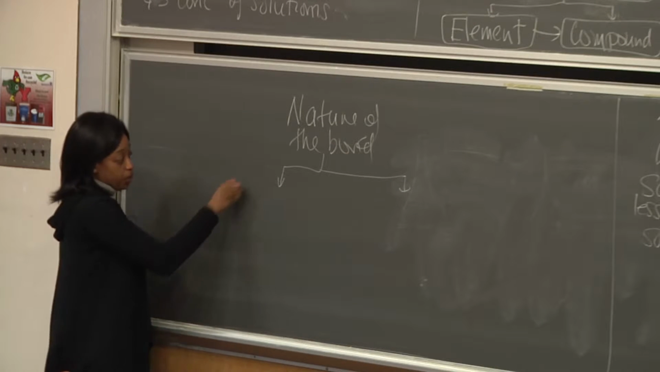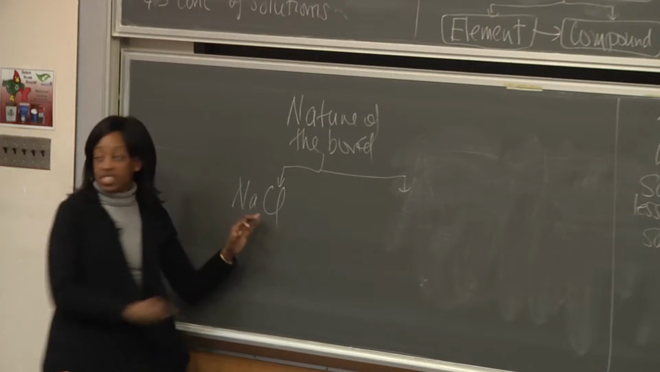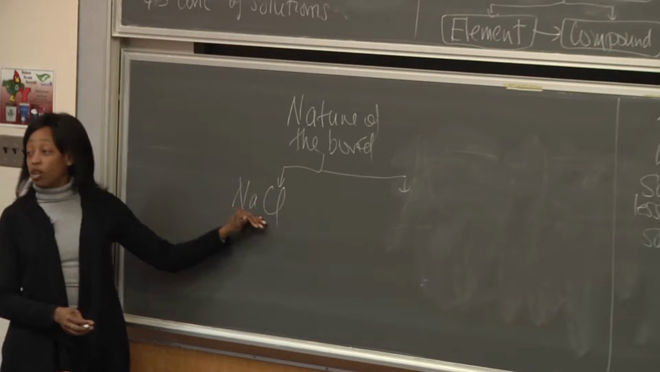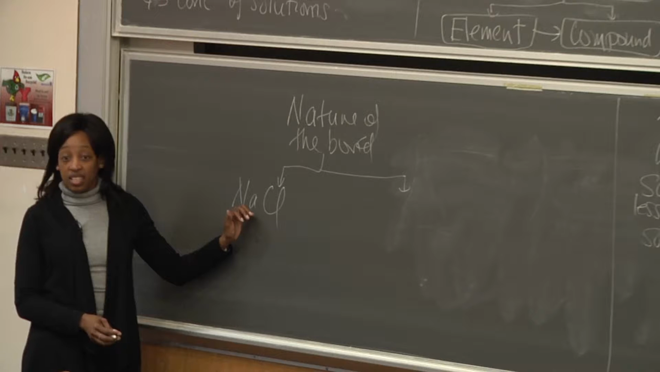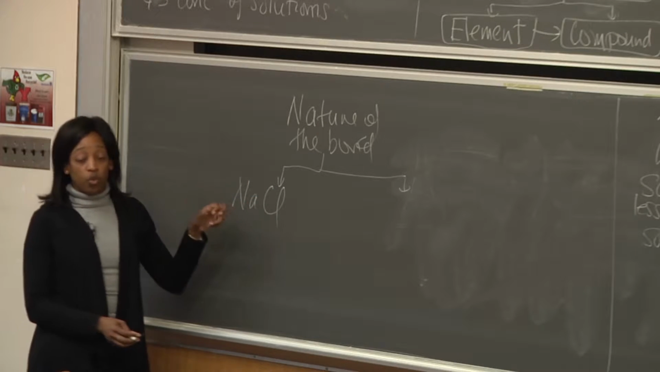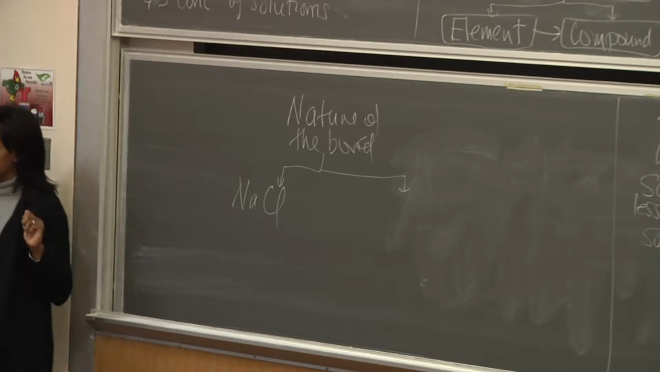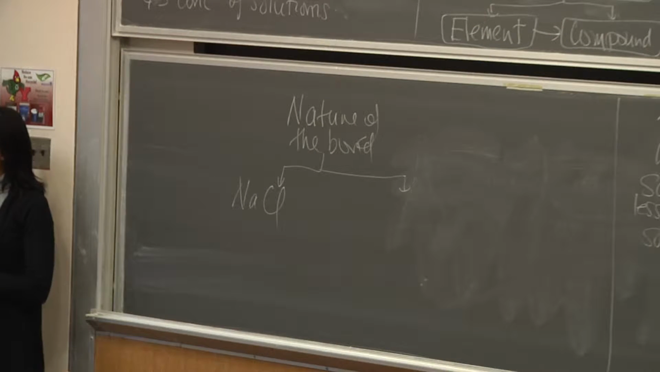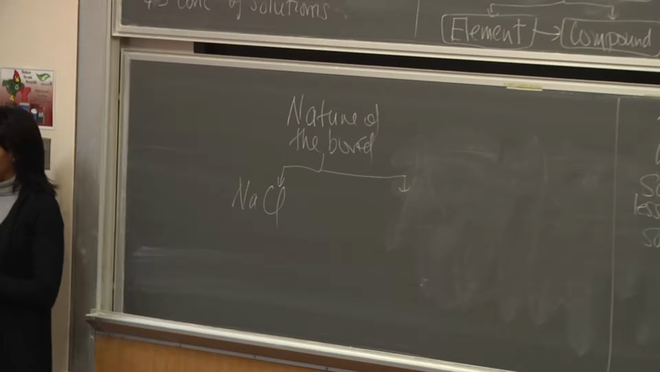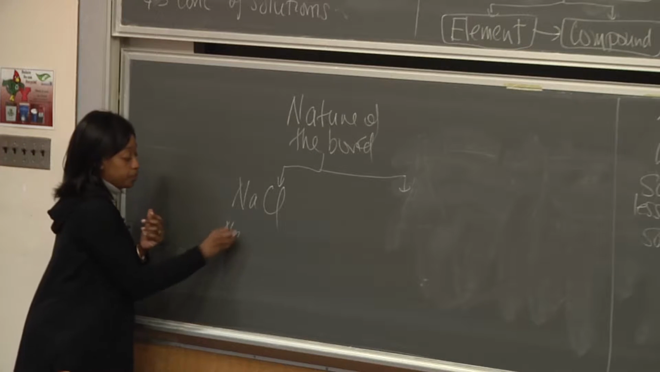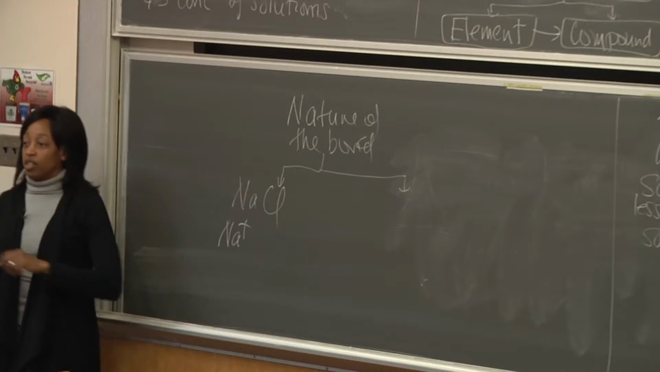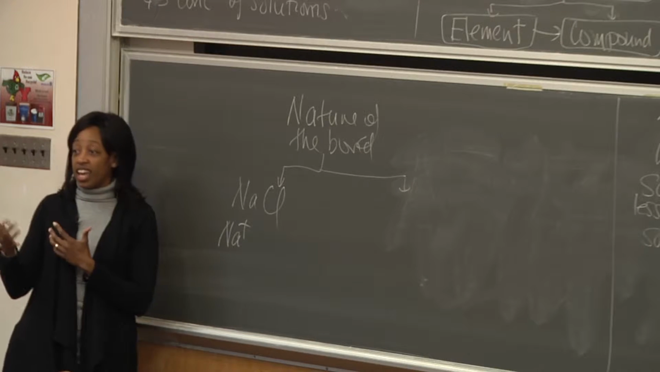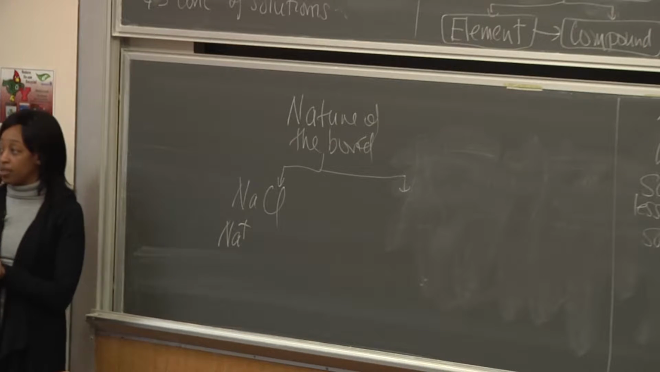So let me give examples. What is this compound? Sodium chloride, which is table salt. And we know that what group does sodium belong to? Group 1. And so if it takes on an ionic nature, what does it look like? Na plus 1. What group is chlorine in? And so if it takes on an ionic relationship, what does it form?